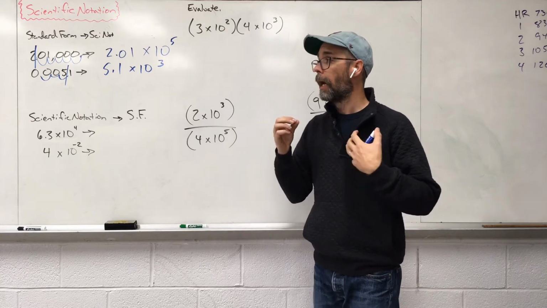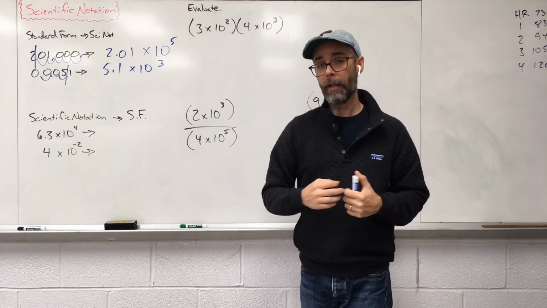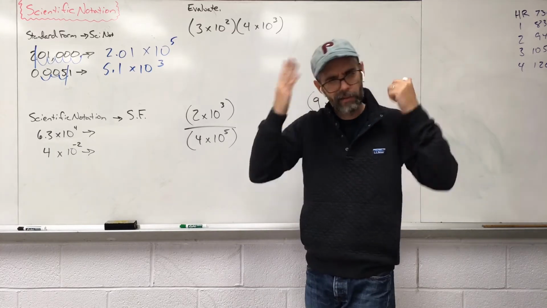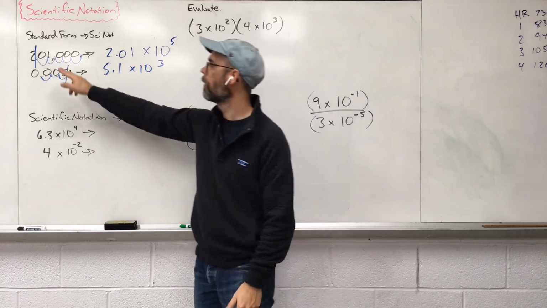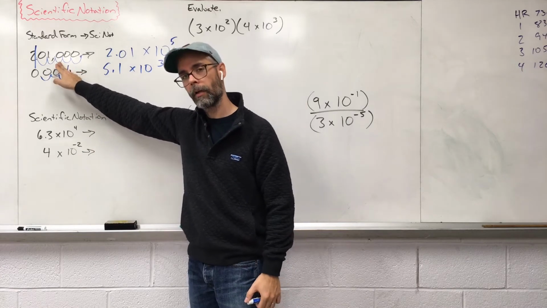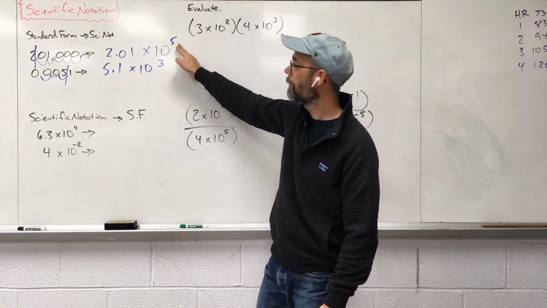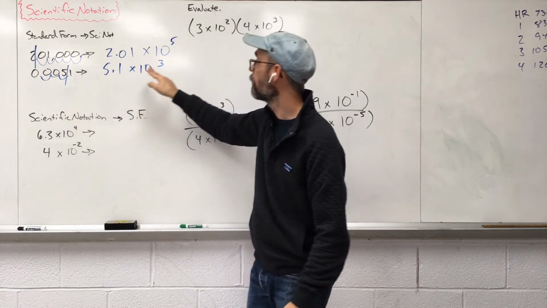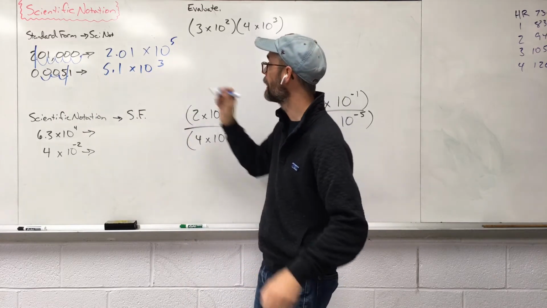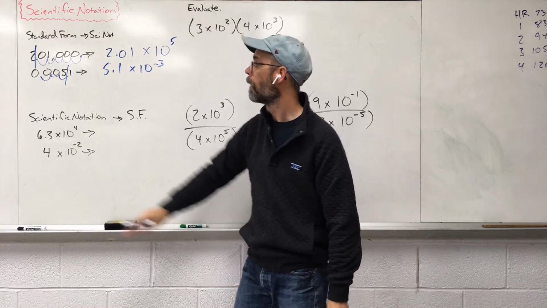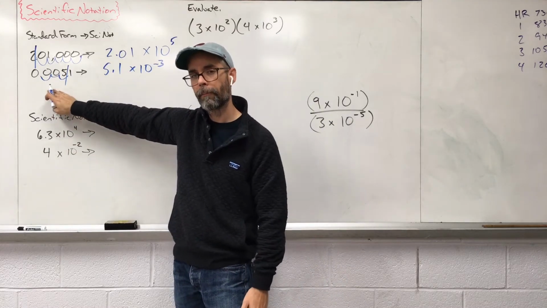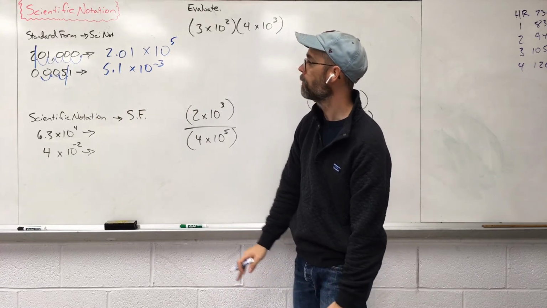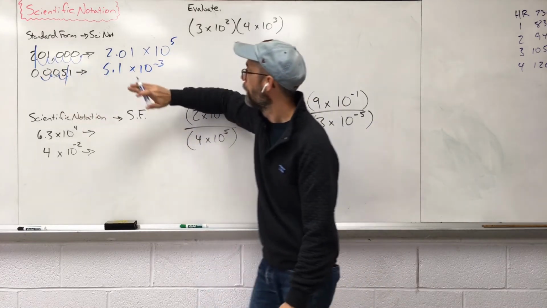Now, I like to remember that. I'm sure there's rules that say go left, go right, do this, do that. I don't know. It never stuck in my head. I always like to know that this is a really large number, so I get a large positive exponent. This is a really small number, so I'm getting a really small negative exponent. So when you're starting off with a decimal, something less than 1, you get that negative exponent. So that's standard form to scientific notation.